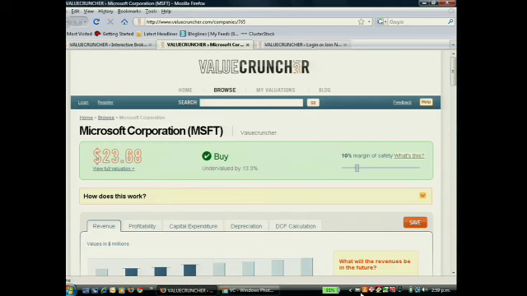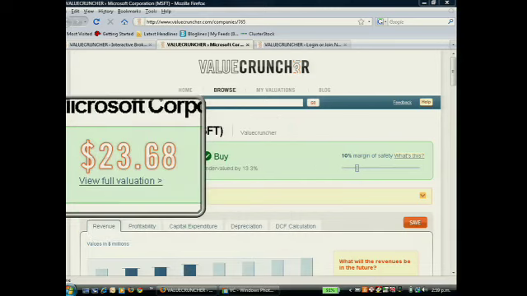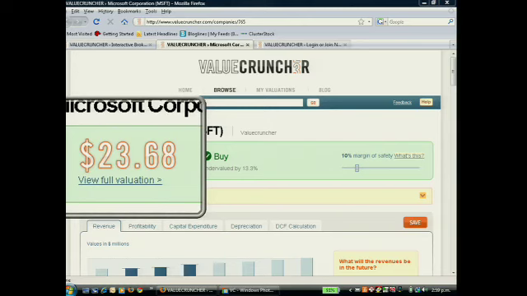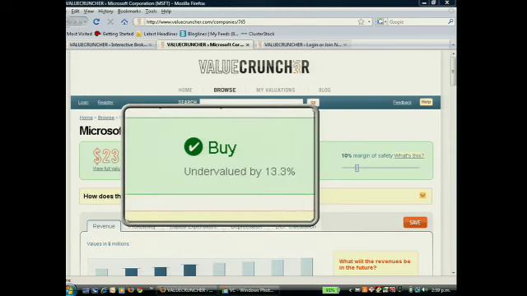Starting right up at the top left-hand corner, ValueCruncher provides a current valuation of Microsoft based on a discounted cash flow or DCF valuation. This is the valuation completed by ValueCruncher. As we move across, ValueCruncher also provides a buy or sell recommendation. This is simply based on whether the valuation created by ValueCruncher is above or below the current share price. In this example with Microsoft, we're saying Microsoft is worth 13% more than what the current share price is, so we have it as a buy.